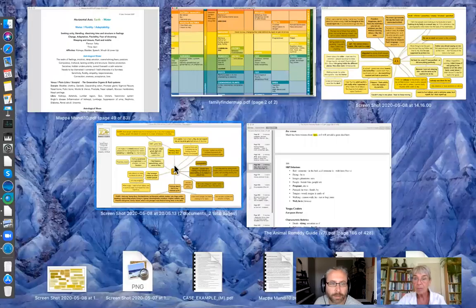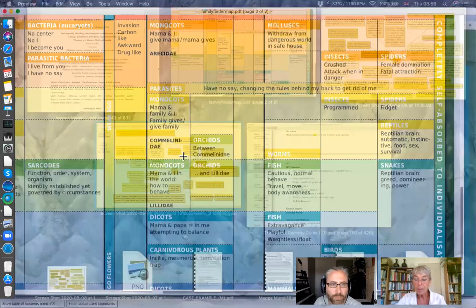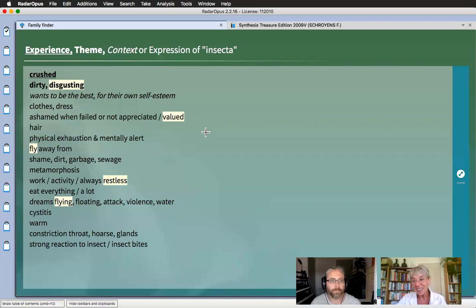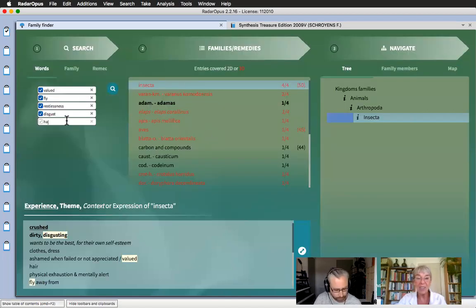No, maybe the questionnaire. After a haircut, I feel great, light and beautiful, and my self-esteem rises, and the hair grows fast. That is so weird. It's really peculiar, isn't it? It is. So I did not even put it in, but let's say you put in hair. In that list, of course, insecta would have one more hit.